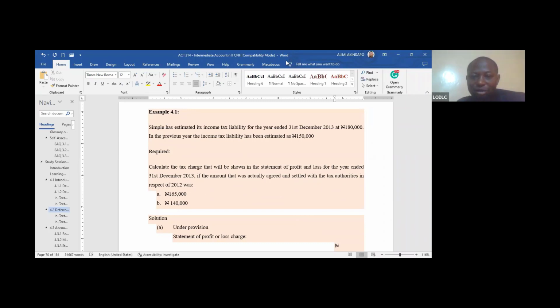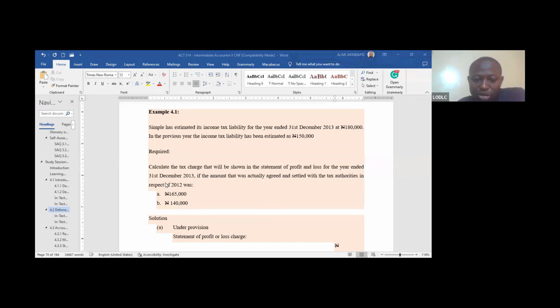So 180,000 minus 165,000. What we just need to do is say under provision. So we have 180,000 minus 165,000, that's 15,000. So under provision of 15,000 should be recognized in the statement of profit or loss and other comprehensive income.